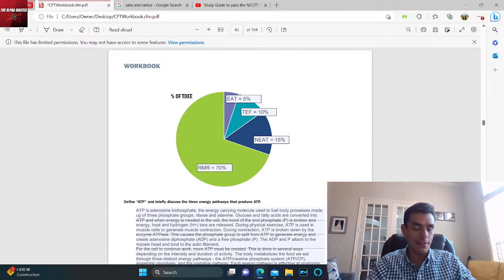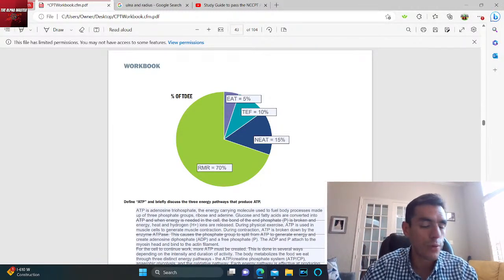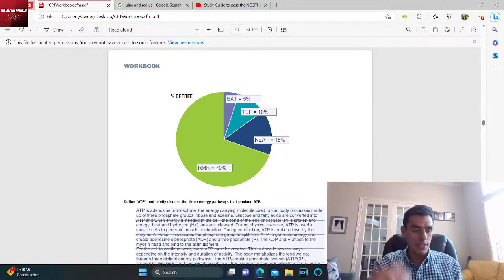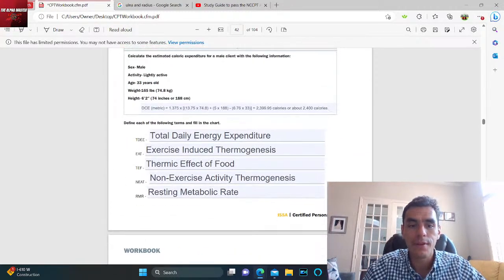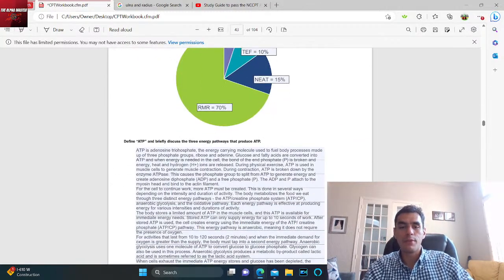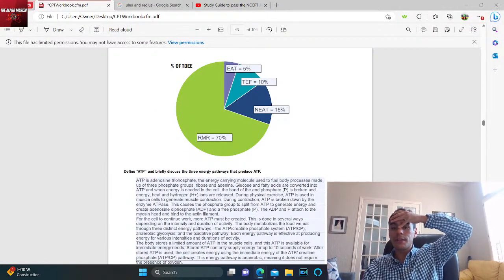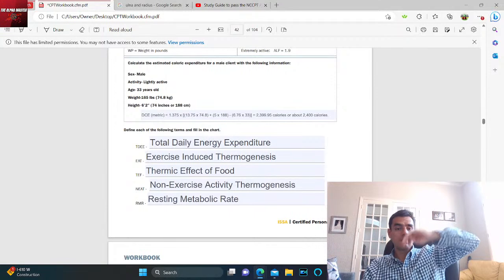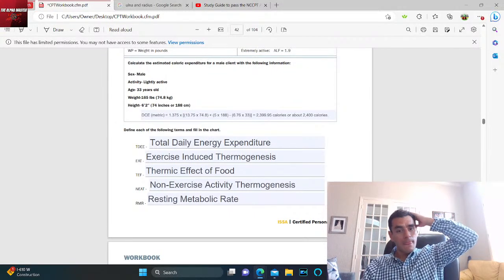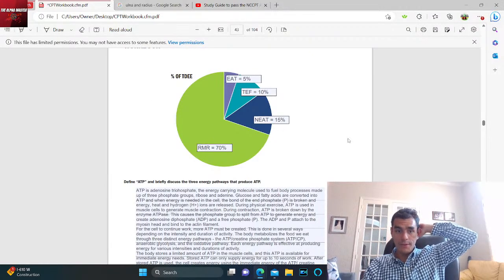Now, the non-exercise activity thermogenesis is going to be about 15% of the total daily energy expenditure. The thermic effect of food is 10%, and the exercise activity thermogenesis is going to be 5%. So 70% resting metabolic rate, 15% non-exercise activity thermogenesis, 10% thermic effect of food, and 5% exercise activity thermogenesis. Total daily energy expenditure is the sum of all of them. It's going to be 100%.